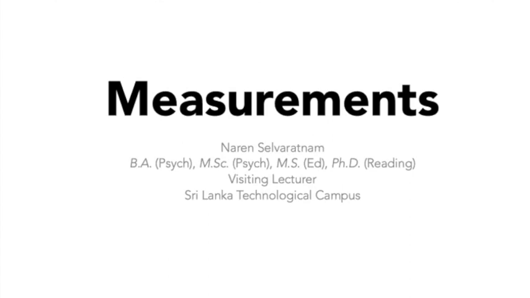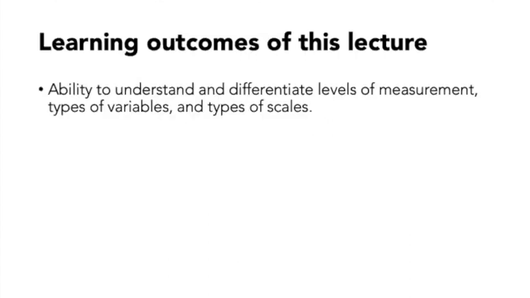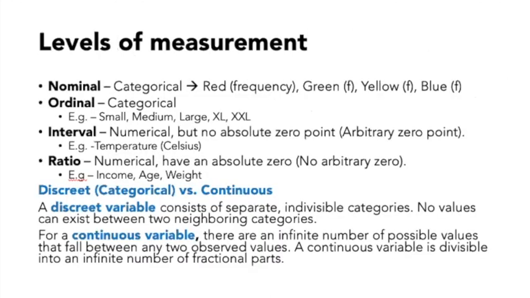So today we are going to understand measurements in research, and how to differentiate levels of measurement, types of variables, and types of scales. This is exactly what we are going to understand today. Last week, we just discussed variables, but we are going to make more differentiation among the different variables we have. At the same time, we are going to understand different levels of measurement and how each variable can be measured using these methods that we'll be discussing today.